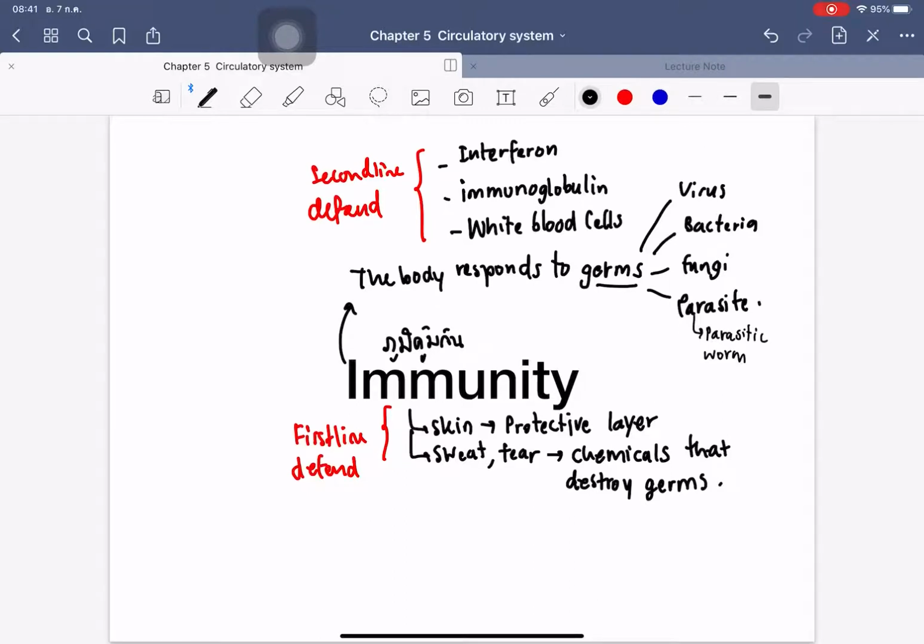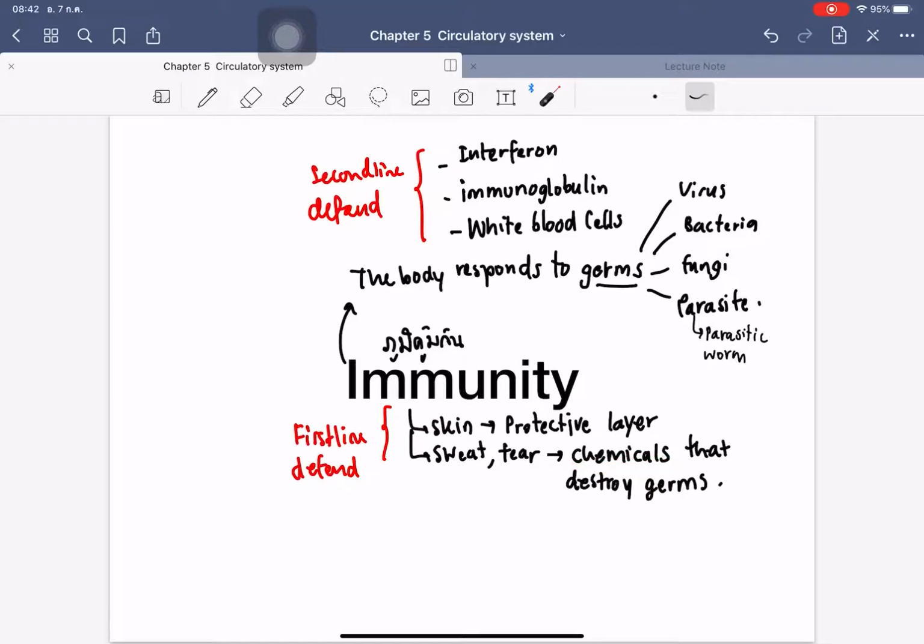Like this. So we can classify the type of the immunities here into two types. The first one we call first line defense. For the first line defense means a situation that you have the external body, for example, the skin and the sweat or even the tears. The skin here can be used to protect the internal organ. So we can call this one a protective layer. And the sweat and the tear, it is liquid chemicals inside the body. So the sweat and tear here contain some chemicals that can destroy the germs.